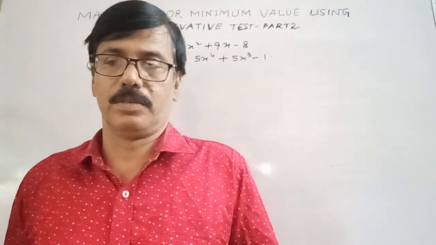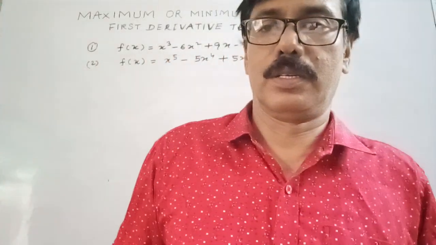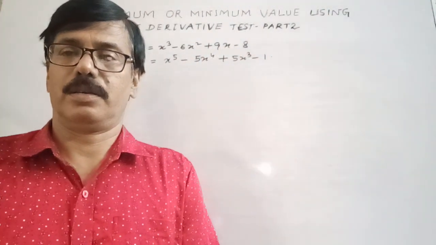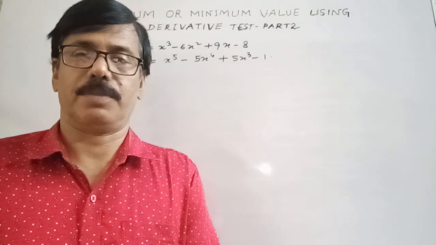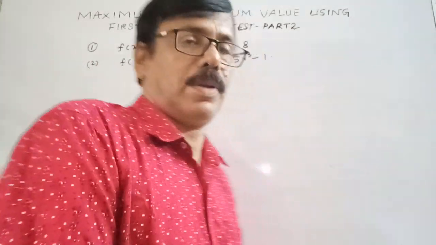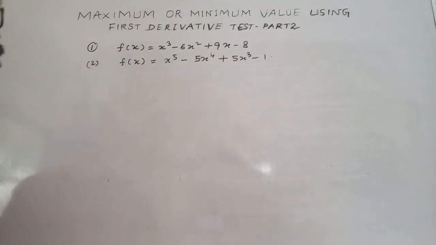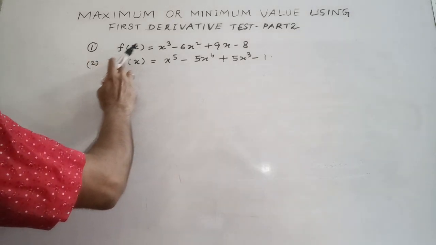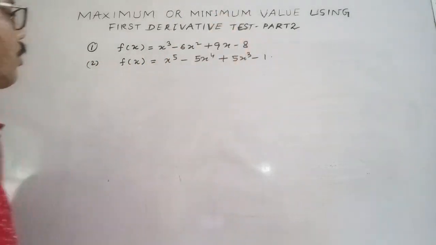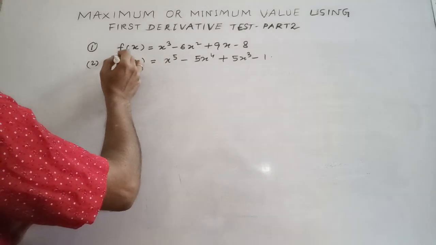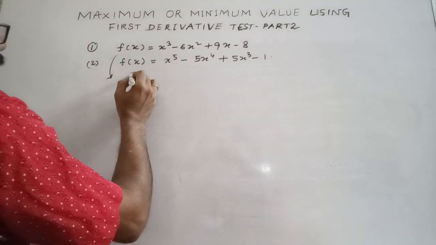Welcome everyone. We are discussing how to find maximum and minimum value using the first derivative test. Application: f(x) equals x cubed minus 6x squared plus 9x minus 8. Consider problem number 1.